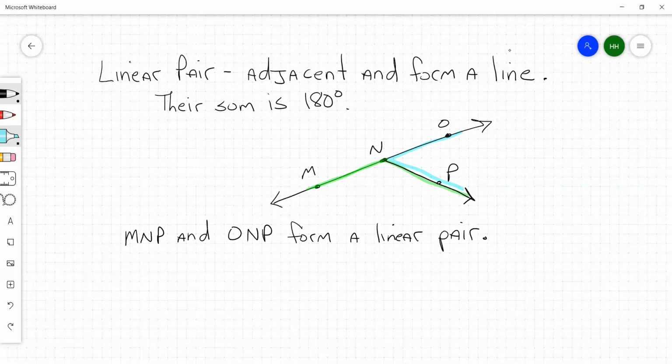So if I tell you the green angle is 130 degrees, what's the measure of the blue angle? Everybody should have their calculator on their desk with all their highlighters. I just told you that their sum is 180 degrees. So if one of them is 130, please tell me what the blue angle measure is. Yes, thank you very much. 50 degrees.